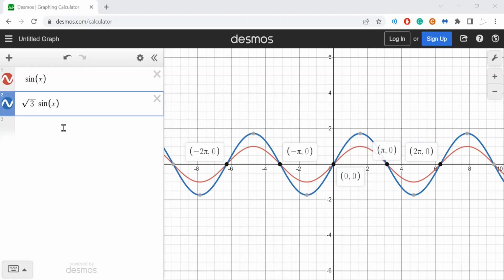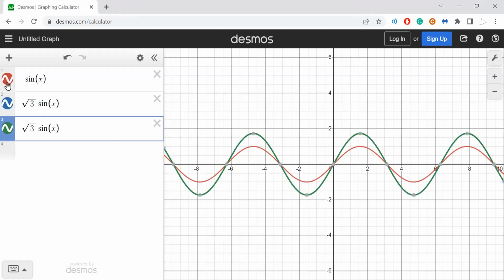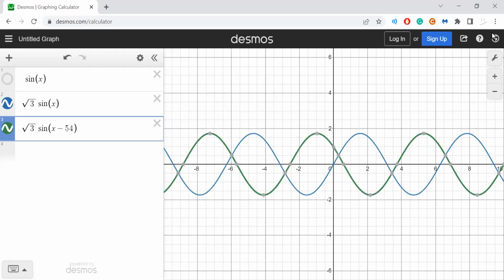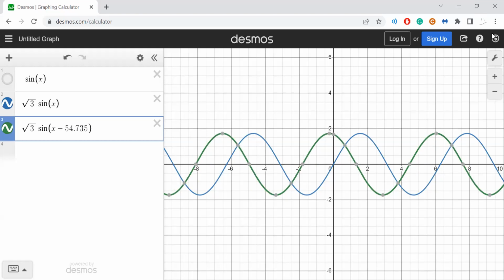Then after that, you copy and paste this. But this time, I'll just hide the old graph. This is the original blue graph. And the green graph is about to change to square root 3 sine x minus, what was that angle? 54.735. Can you see that? What happened? The graph moves rightwards. It moved rightwards by 54.735 degrees.